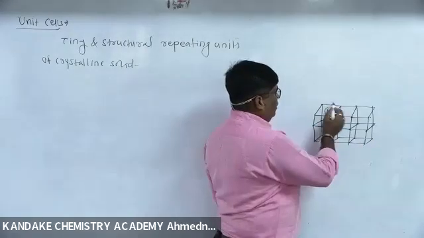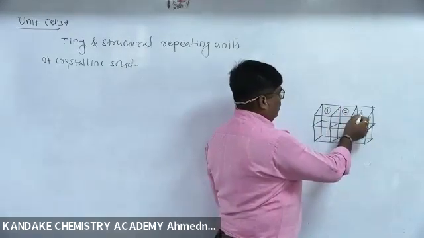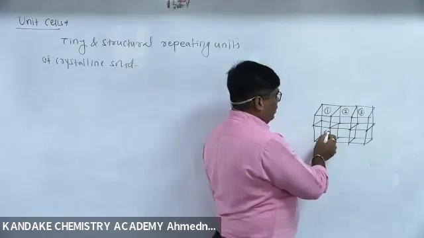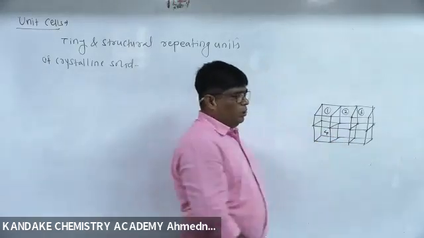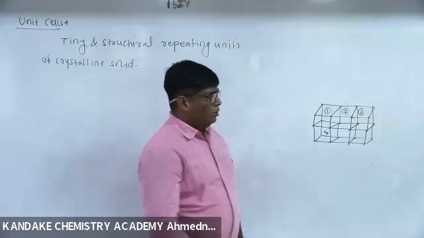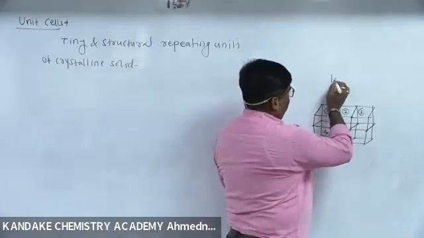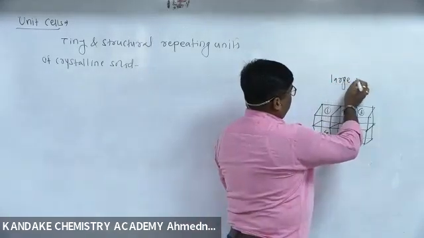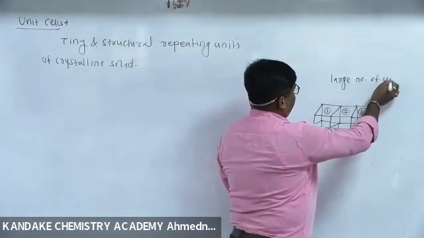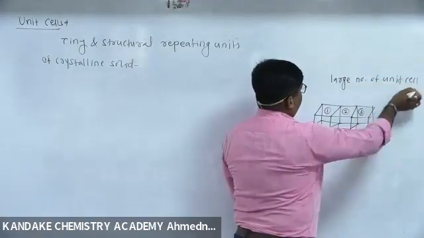So it is one unit cell, it is the second unit cell, it is the third unit cell, the fourth, fifth, sixth, and seventh. So a large number of unit cells are there.